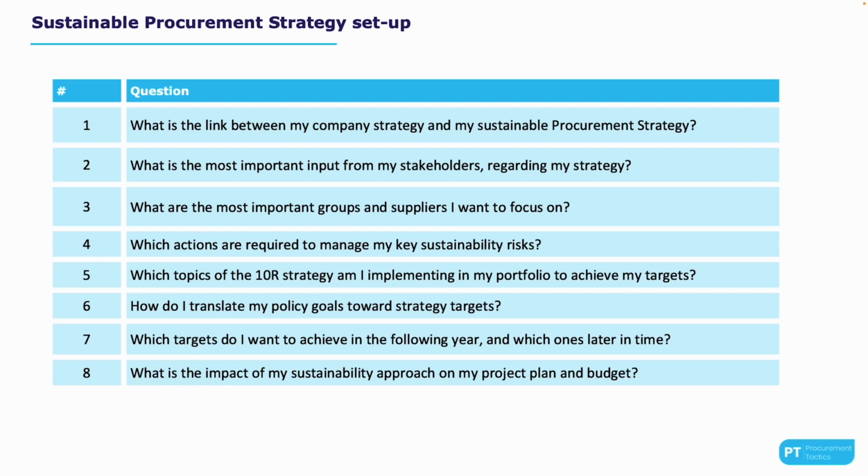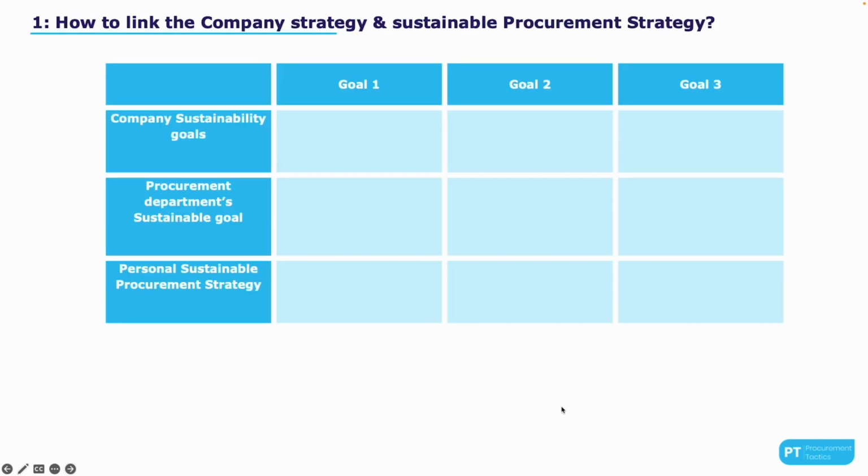And of course, number 7, which targets do I want to achieve in the following year and which ones later in time? Which brings us to question number 8. What is the impact of my sustainability approach on my project plan and budget? So let's start with slide number 1, which will help you to create your sustainable procurement strategy: how to link your company strategy and your sustainable procurement strategy.